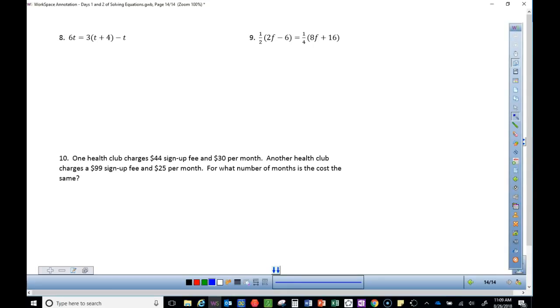Okay. Now I can see I'm going to have some like terms on number 8, so let's see what happens. So first is always to distribute. 3 times t is 3t. 3 times positive 4 is 12. And then bring down minus t. And bring down this side. Okay, now I have no like terms on the left, but on the right side I have like terms.